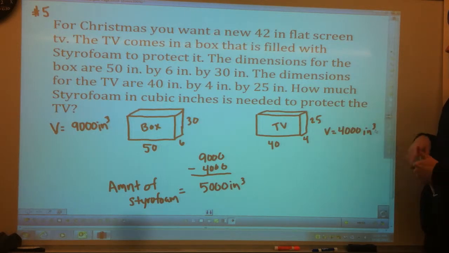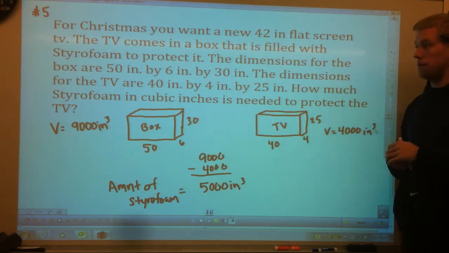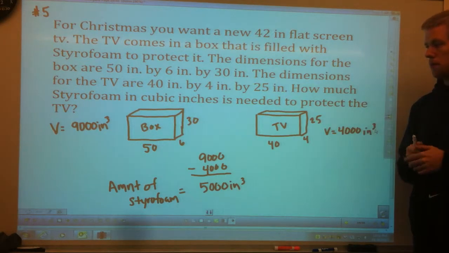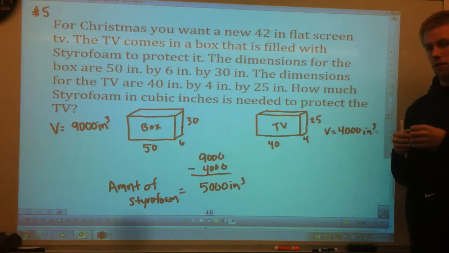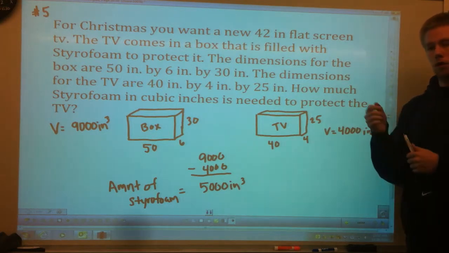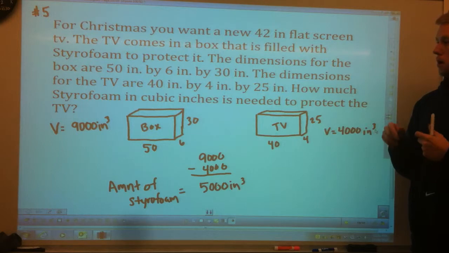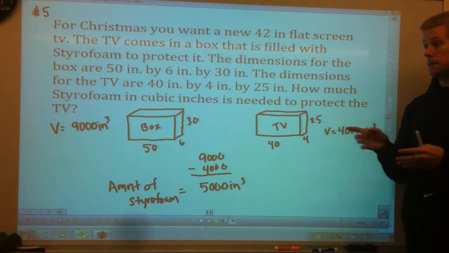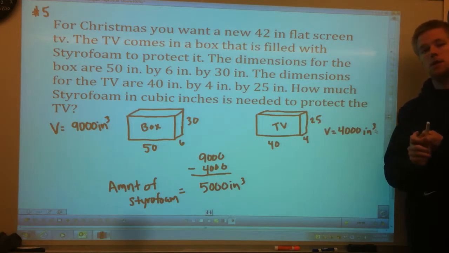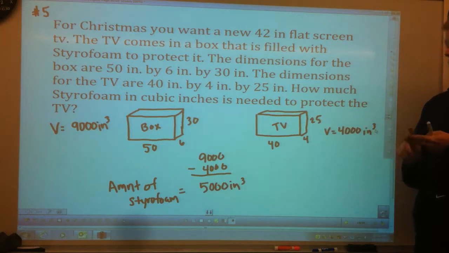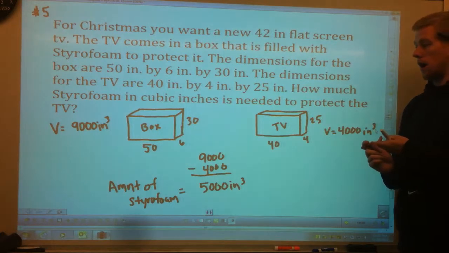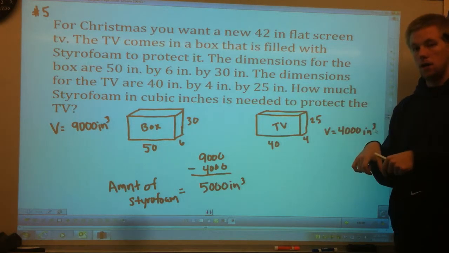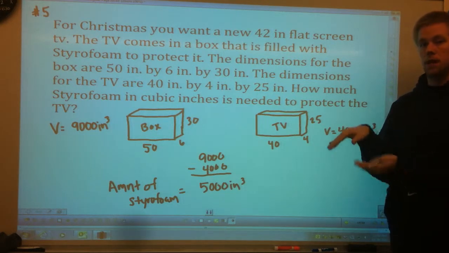If you're reading this question, think about buying a TV or any fragile object. Around that object they normally put styrofoam or some type of protection. It might be that little popcorn stuff or little bubbles that you can pop. We're trying to find out how much of that styrofoam is in the box to protect that TV. If I'm given the dimensions of the box and the dimensions of the TV, I can find how much empty space is left inside that box if the TV is inside it. That empty space is the styrofoam.